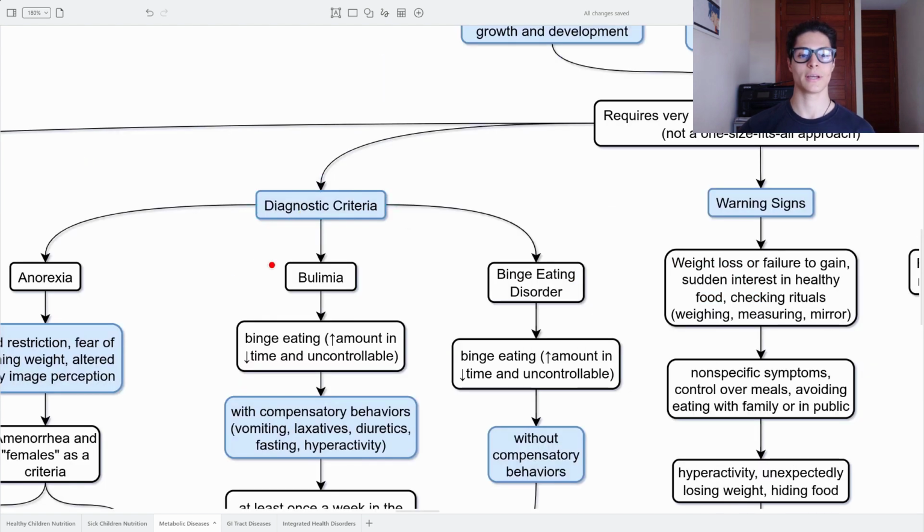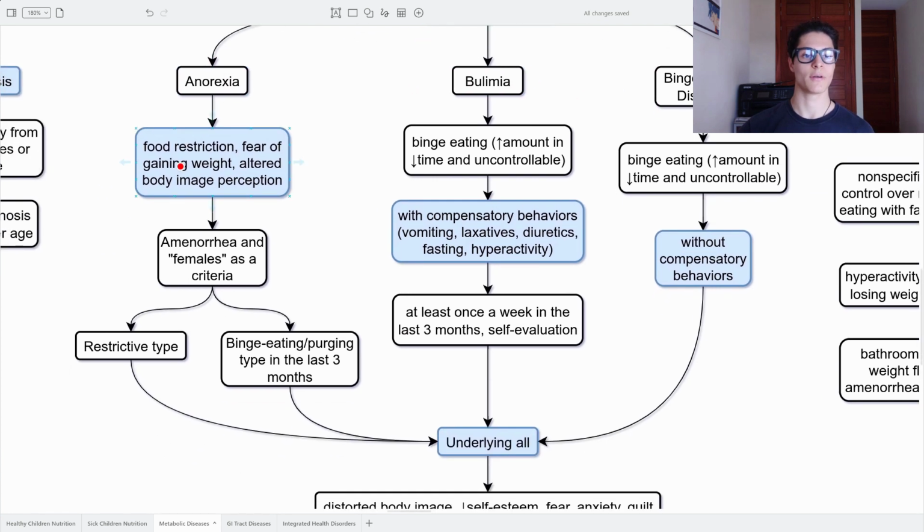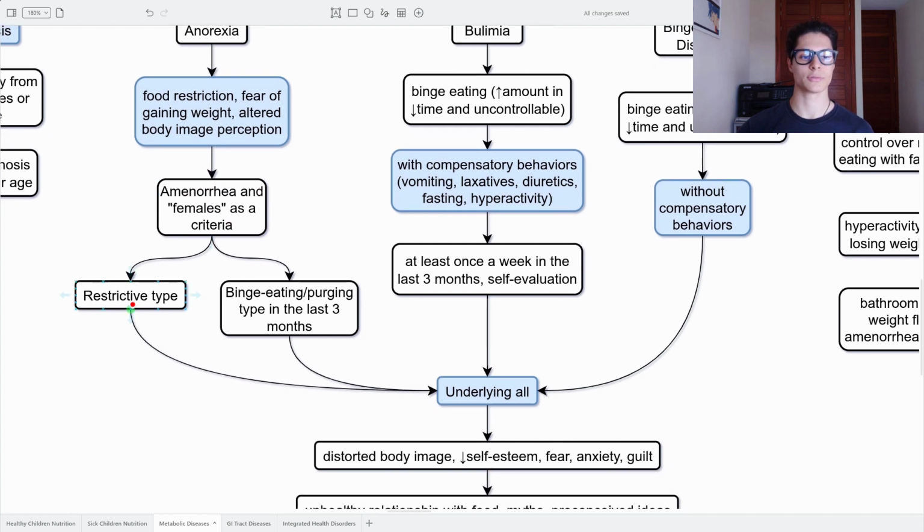The diagnostic criteria. So this is very simple. We have anorexia, bulimia, and binge eating disorder. Anorexia is food restriction, fear of gaining weight, and an altered body image perception. It's commonly related to amenorrhea and females as a criteria, and it can be a restrictive type or a binge eating purging type, if there is an episode in the last 3 months of binge eating or purging.